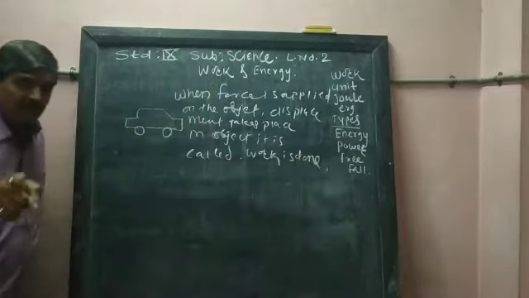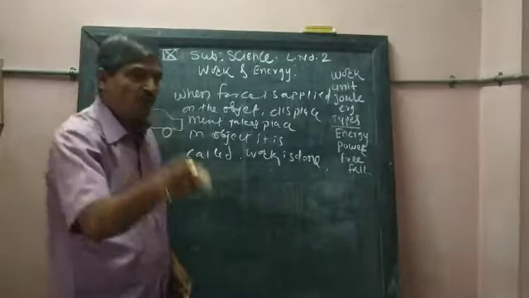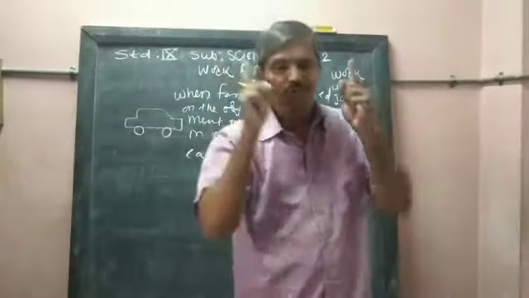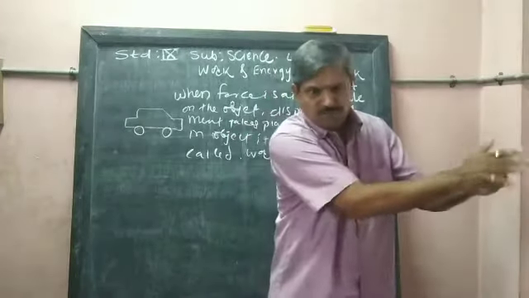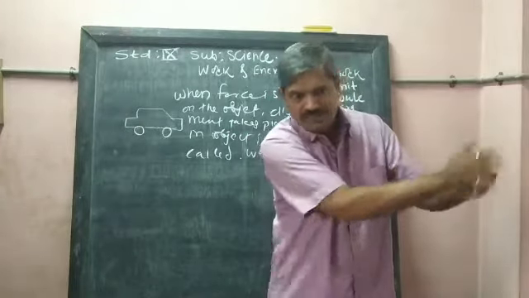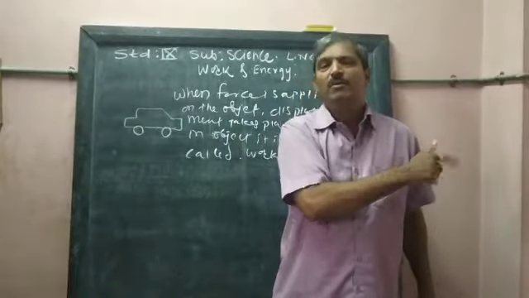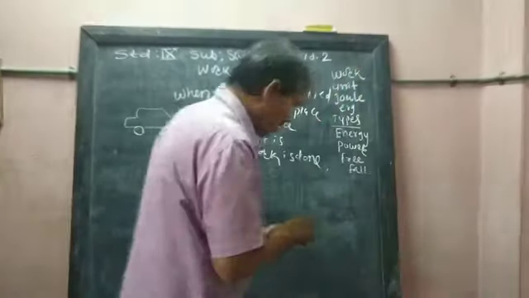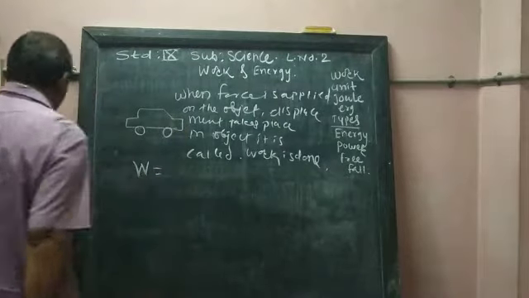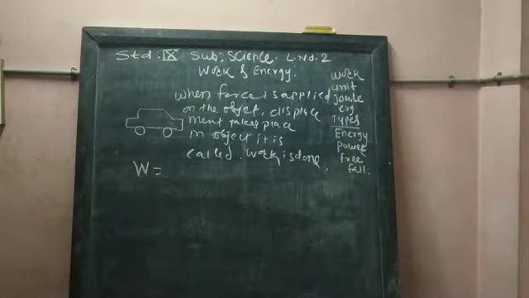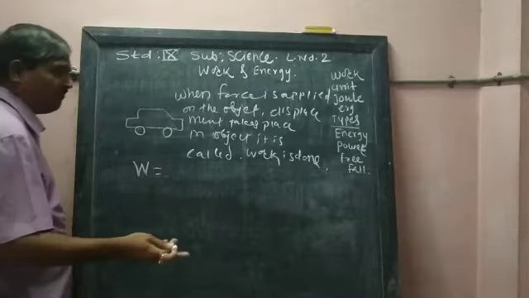Understand? What is work done? Work done means when force is applied on an object and the object moves, that is, the object is displaced, that is called work done. This work done is written by the letter W, and it is calculated by a specific formula.